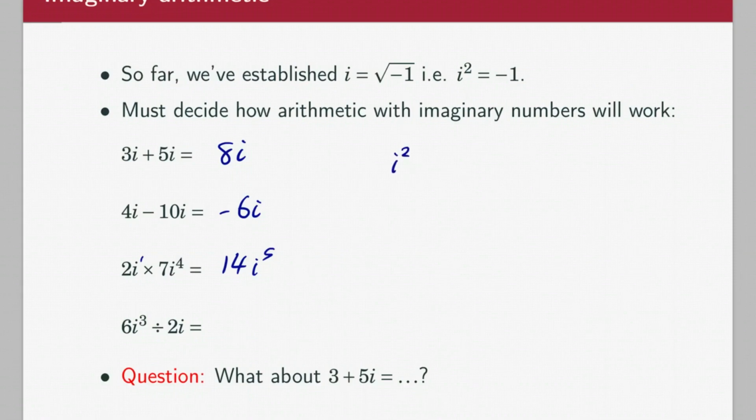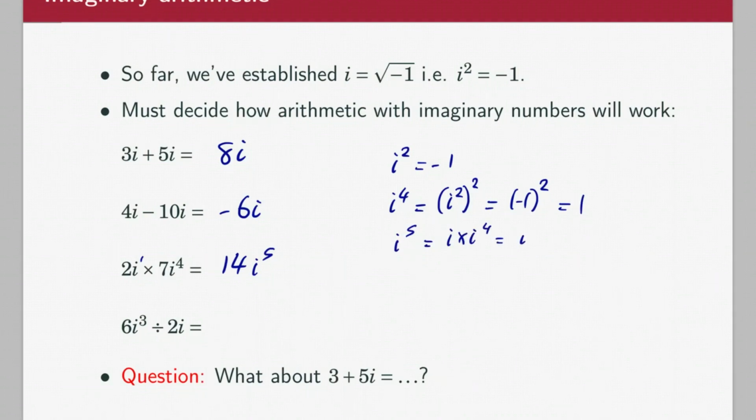So I know i squared is negative 1. So i to the power of 4 is just i squared squared, which is negative 1 all squared, which is just 1. So i to the 5, which is just i times i to the 4, becomes i times 1, which is i, and therefore I can simplify this down to 14i. So you can see that working with imaginary numbers, the arithmetic works exactly the same way.